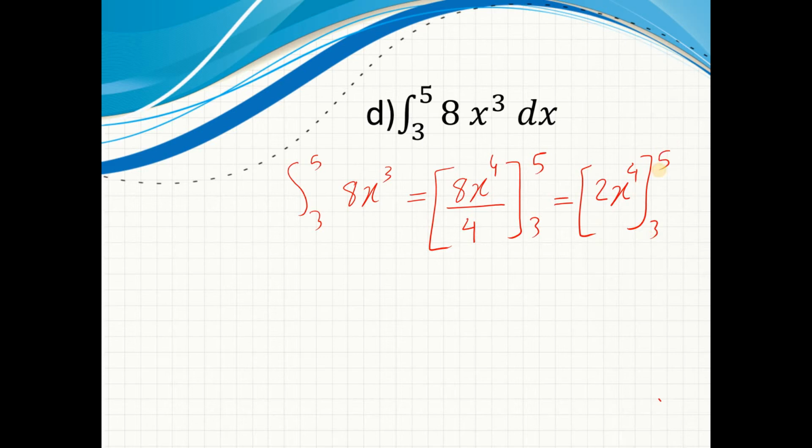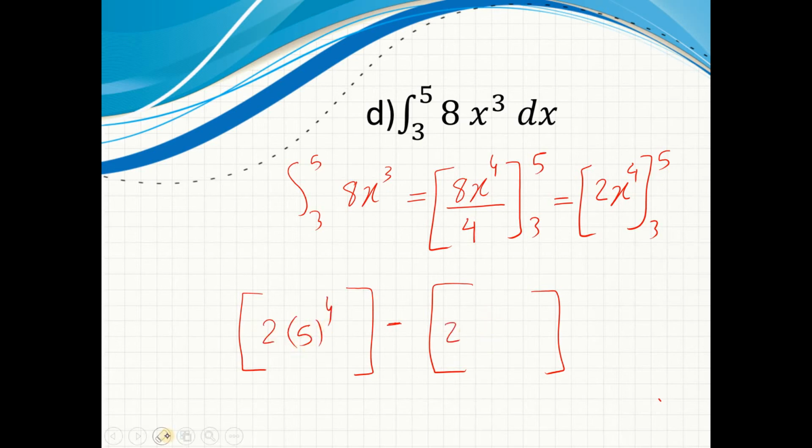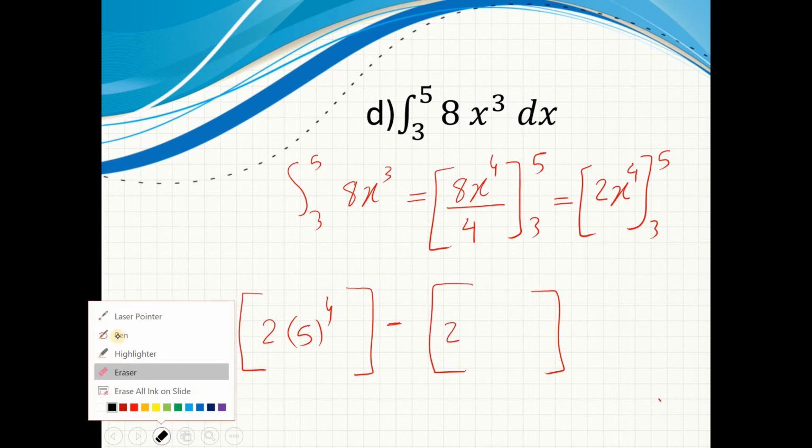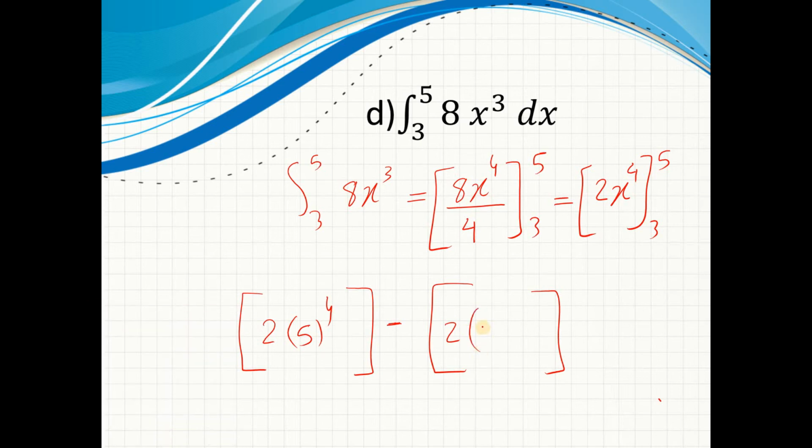Second step, the difference between F(5) and F(3). 2 times 5 power 4 minus 2 times 3 power 4. The final answer is going to be 1088.